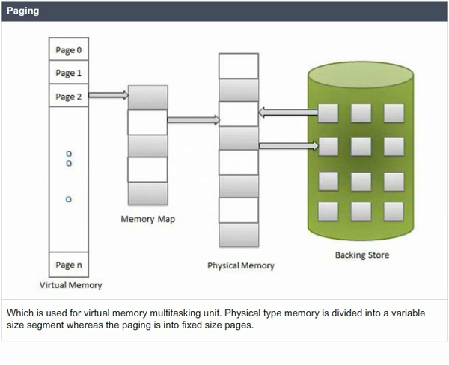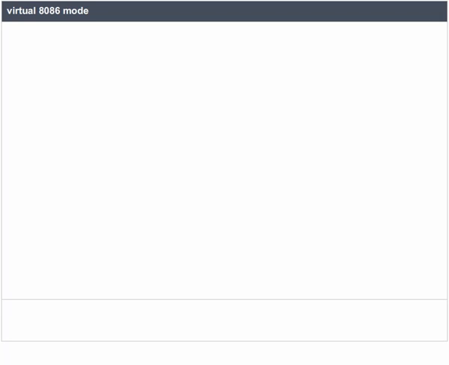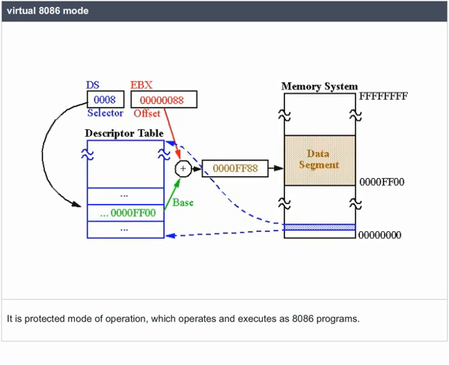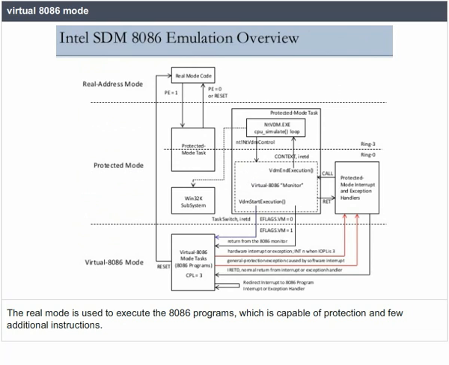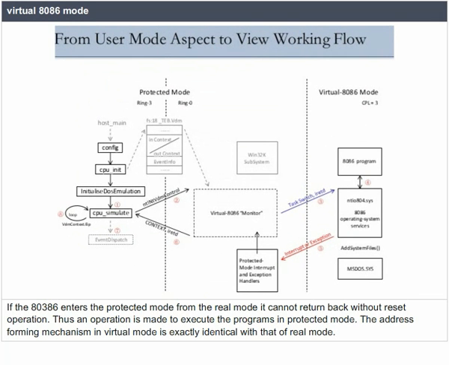Virtual 8086 mode. It is a protected mode of operation which executes 8086 programs. The real mode is used to execute the 8086 programs, which is capable of protection and a few additional instructions. If the 80386 enters protected mode from the real mode, it cannot return back without a reset operation. Thus, an operation is made to execute the programs in protected mode. The address forming mechanism in virtual mode is exactly identical with that of real mode.